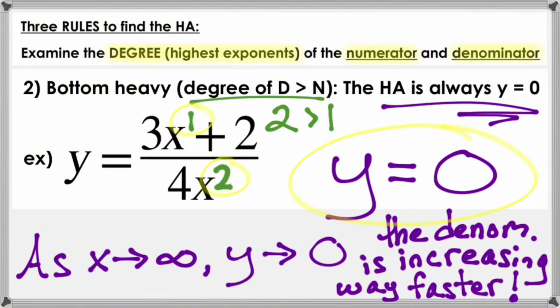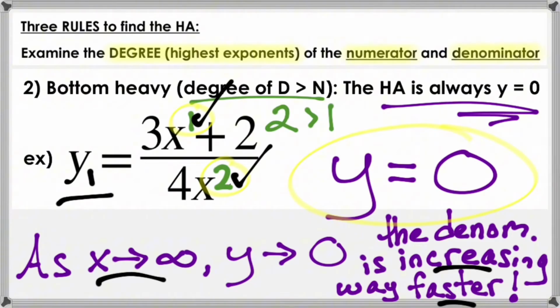And the basic reason for that, without taking too much extra time, just notice since you're squaring in the denominator and you're only raising a value to the first power in the numerator, the denominator is going to increase way faster as you keep plugging in bigger and bigger x values.